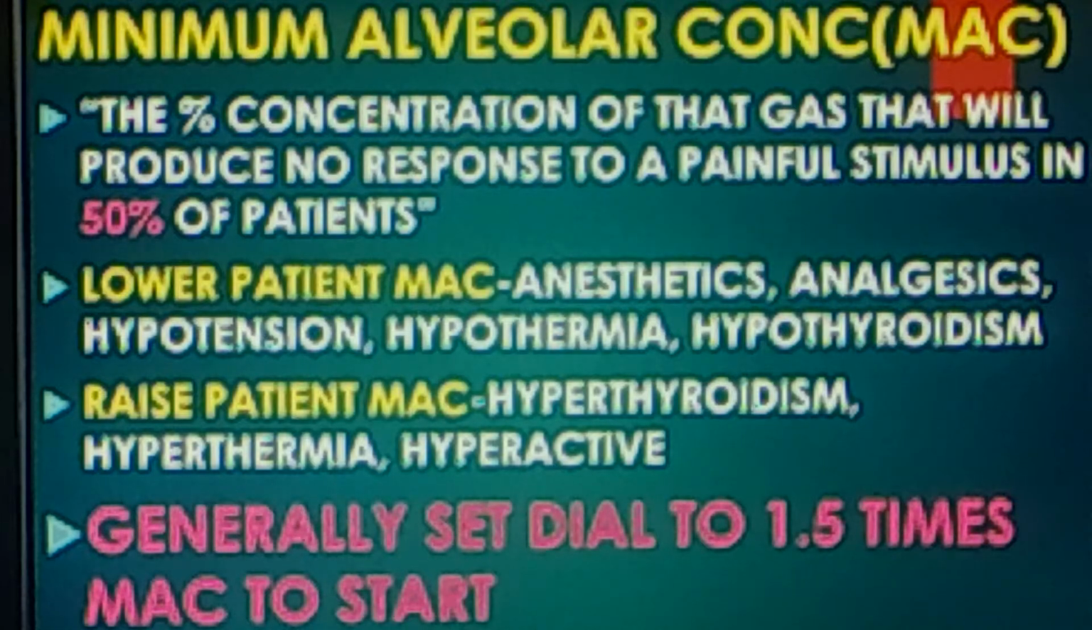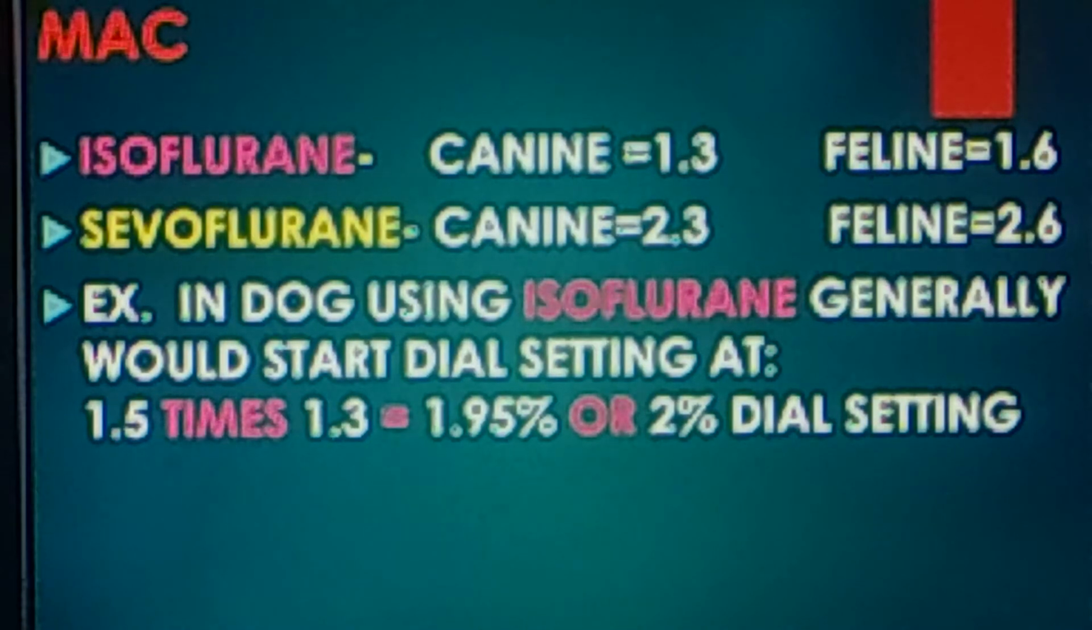And then generally, again, the dial is set to 1.5 times MAC. So whatever the MAC is of that gas, isoflurane, say for the dog it's 1.3, we just generally set the dial to 2%. That would be 1.5 times MAC. So again, I just put up here, these are your MACs for isoflurane. The canine is 1.3. For the cat, it's 1.6, and it's easy to remember. Sevo is just add a 1 on it. So for the canine, it's 2.3, and then for the cat, it's 2.6.